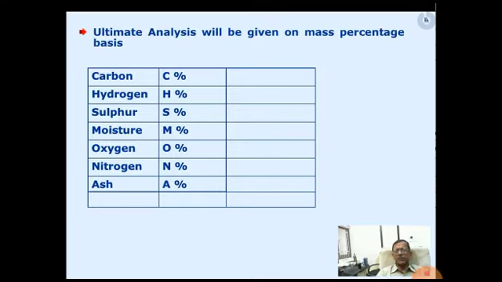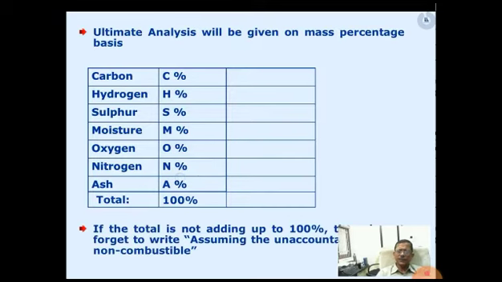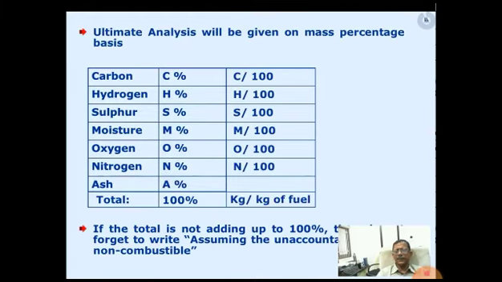Now, whenever you get an ultimate analysis, the first thing you do is total it, and the total should come to 100. If it is not coming to 100, that means it is short by whatever percentage, then the first thing you should write is: assuming the unaccountable part as non-combustible. You must not forget to write that on your answer sheet, right? The next thing you do is convert the percentage analysis into fraction analysis, that is, mass fraction. So you divide it by 100, and then what you get is kg per kg of fuel.